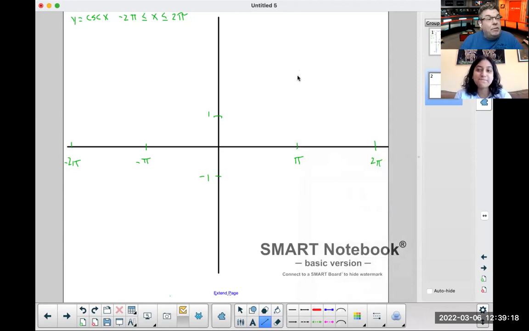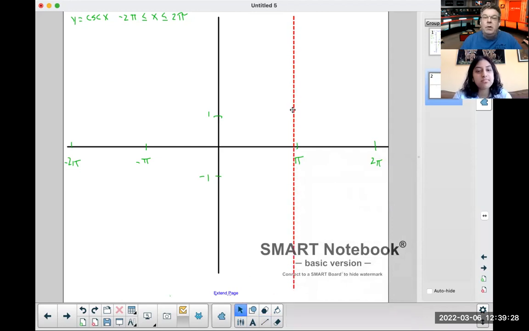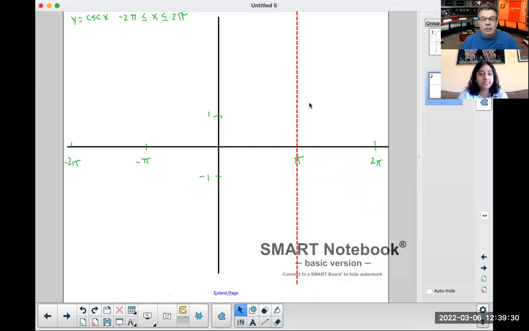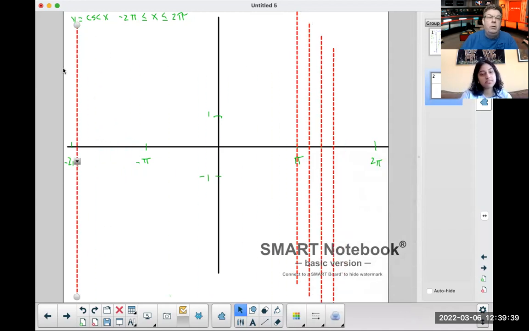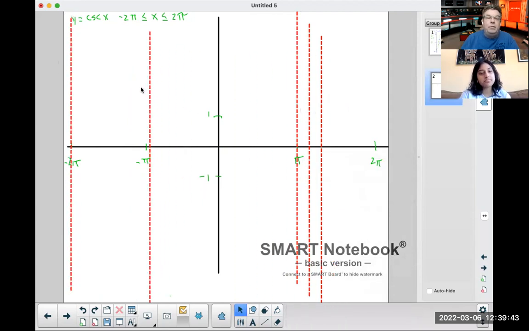So if it's undefined, just like other functions, we got some asymptotes, don't we? Yep, we got us some vertical asymptotes. And I'm just going to do this. So at pi, at all the multiples of pi, 1, 2, 3, 4. It's kind of nice to put those in first.